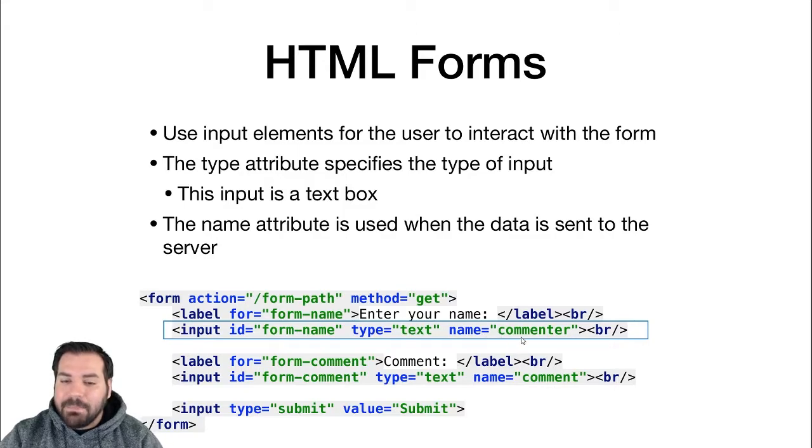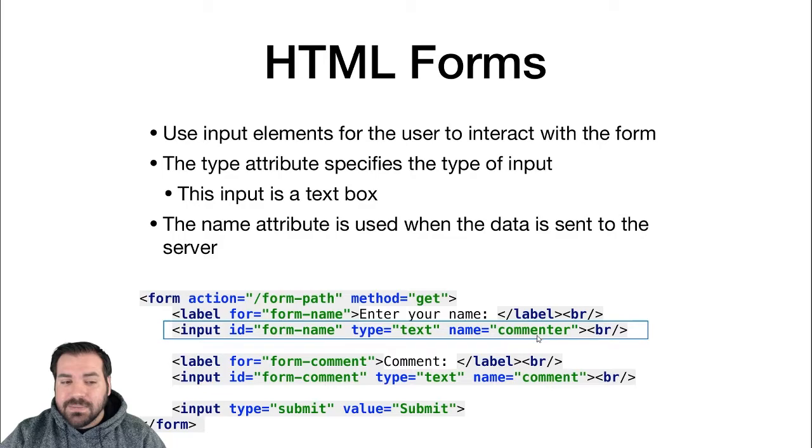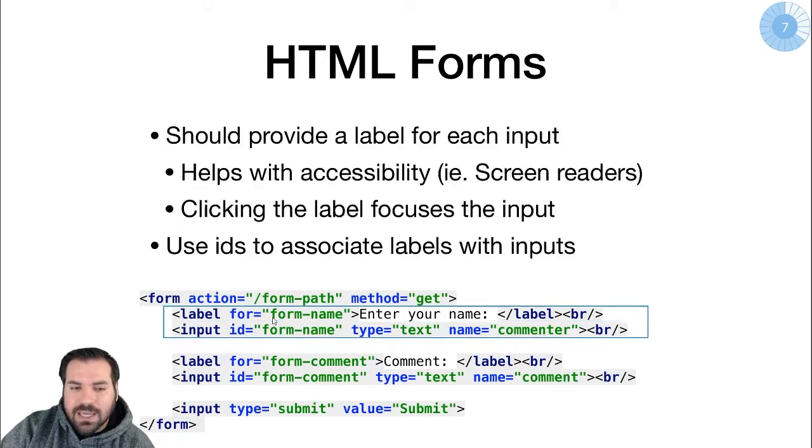We give it a name, and this is going to be the name of the value that we see on the server side. We're going to get these as key-value pairs or name-value pairs, where the key is the name of the input, and the value is whatever the user typed into this input, into this text box in this case. So we have a text box named commenter, and then I gave it an ID just so I can reference it over in this label.